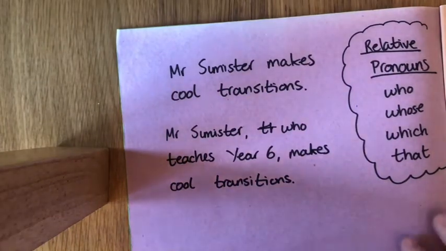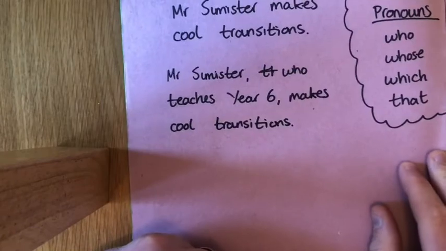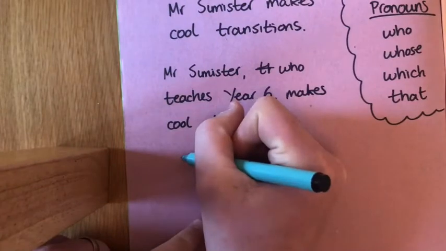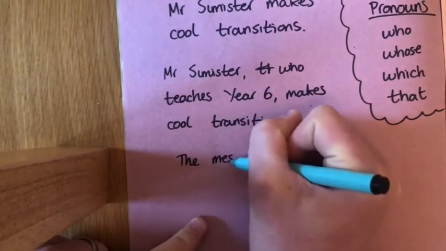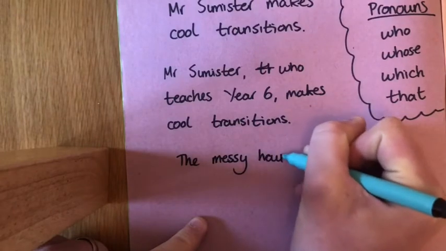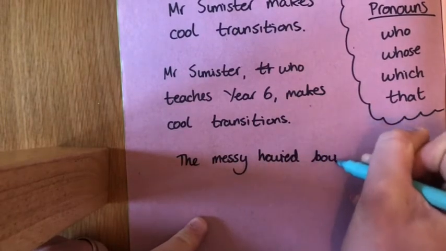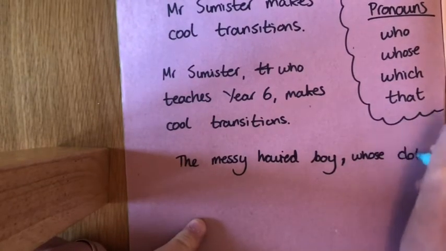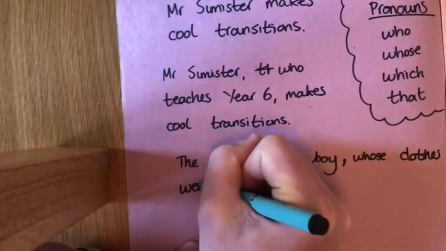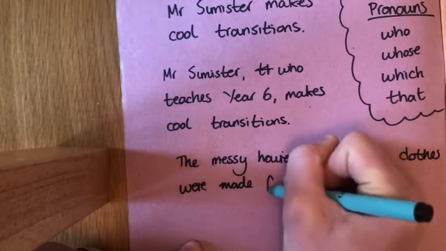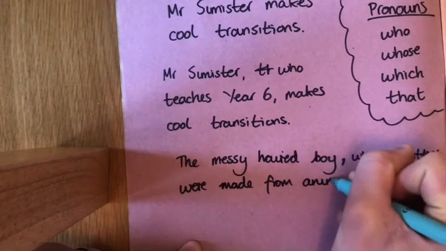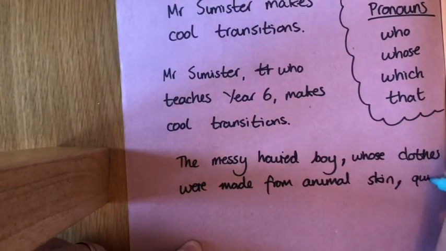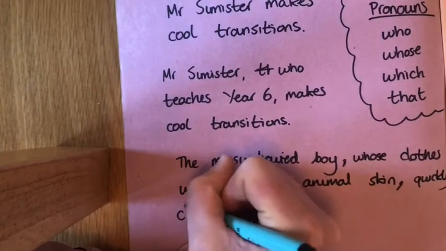So let's say you're doing the jungle setting. You might introduce a character who walks in, okay? So it might be something like: the messy-haired boy whose clothes were made from animal skin, comma, quickly clambered up the tree.